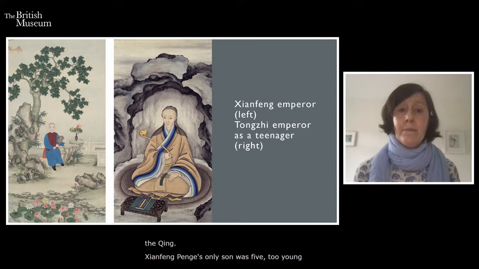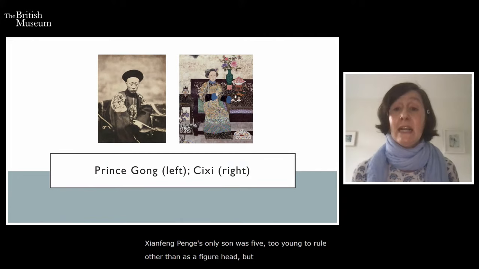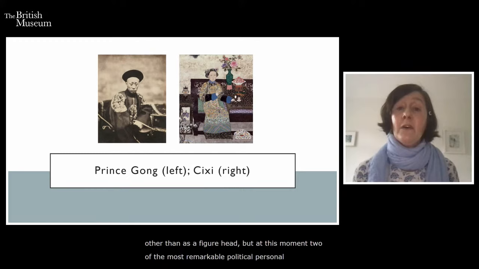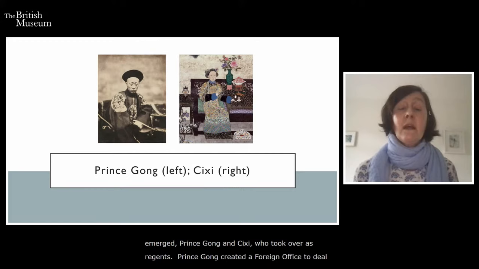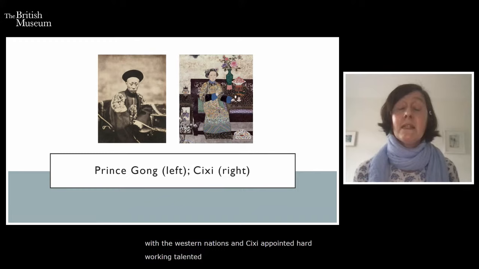But at this moment, two of the most remarkable political personalities of the late Qing emerged. Xianfeng's empress, Cixi, and Xianfeng's brother, Prince Gong, Gong Qingwang, took over as regents. Prince Gong created a foreign office to deal directly with Western nations. Cixi appointed hardworking, talented Chinese officials to reorganize and modernize Qing armies that had been devastated by the Taiping War.